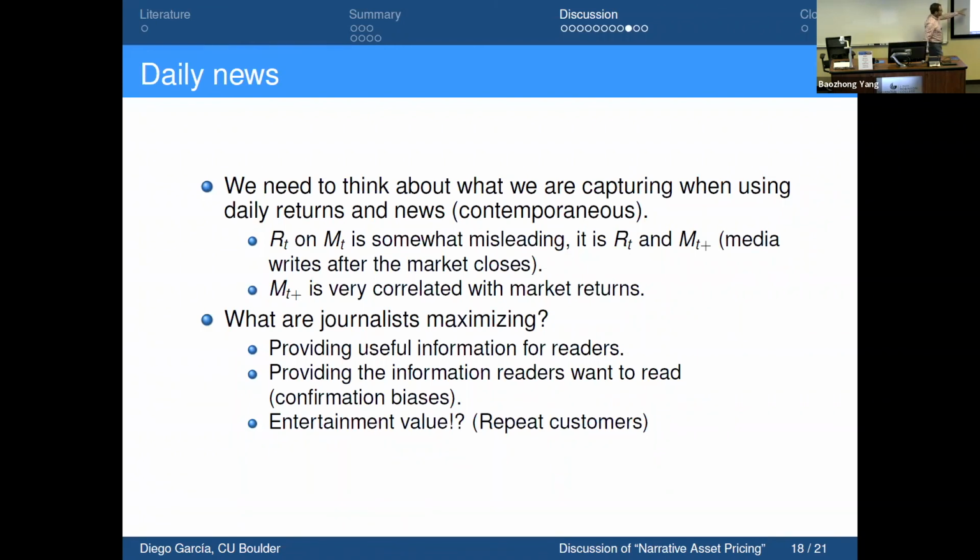Now, it's not clear what the journalists are doing when doing this. Are they providing useful information? They claim they're doing that. To be honest, if you look at the evidence in economics, for example, Gentzkow and Shapiro, and some of it that I've done myself, there's this confirmation bias. They're just writing something that they want to read, so they're going to read it again the next day. This is sort of my behavioral angle here, which I do think plays a huge role when thinking about media. Maybe yes, entertainment value, right? Make sure they say something funny so they come back tomorrow.